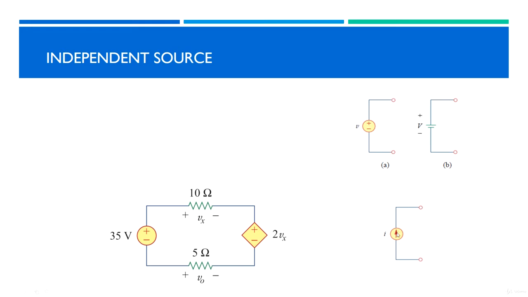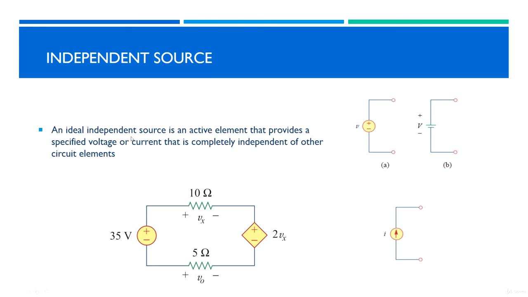Okay, this one is the symbol of the current supply. The current supply provides a constant current regardless of our circuit. So this one, for example, we can say it provides 10 ampere, a constant value that does not depend on the elements inside the circuit. This one is 20 volt and does not depend on our circuit.